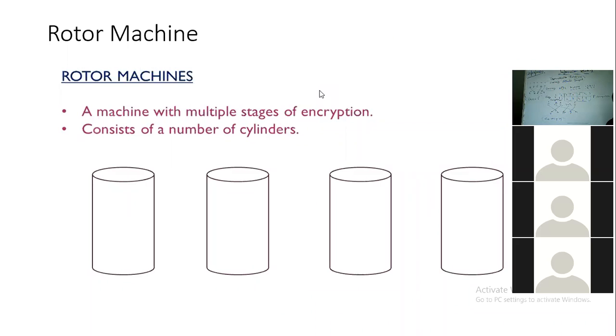Okay, the next and last topic of our classical encryption techniques is the rotor machine. It is basically a machine of multiple stages of encryption. In this we have a number of cylinders which rotate after striking one key. If we press a letter A, it rotates one shift downward. We have, say, 4 cylinders: 1, 2, 3 and 4.